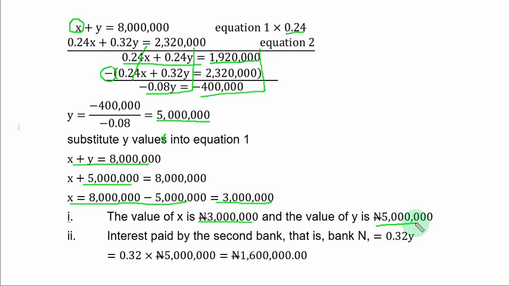2. Interest paid by the second bank, that is Bank N, is equal to 0.32Y as we calculated earlier. So that is 0.32 times the value of Y, 5 million, and you have 1,600,000 naira as the interest paid by Bank N.